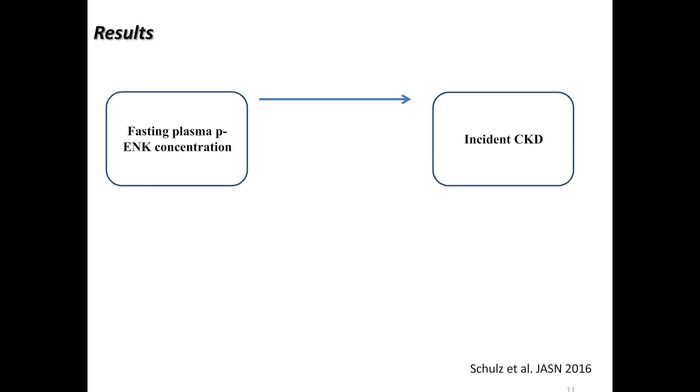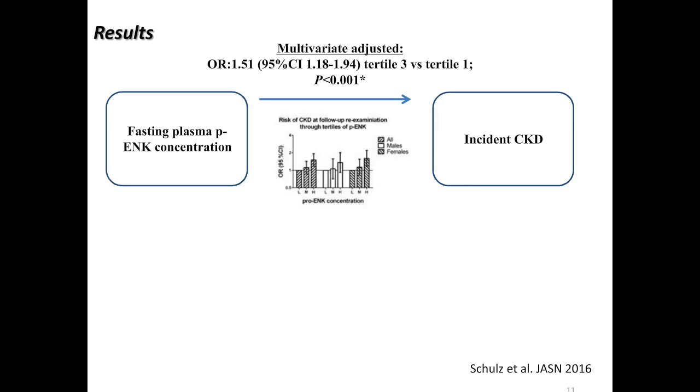Again, if we then look at the fasting level of proenkephalin in relation to the risk of incident CKD, of course at baseline these subjects were all free of chronic kidney disease, and the risk of going on to develop incident chronic kidney disease during the follow-up period. If you're in the top tertile of proenkephalin at baseline, you have a 50% increased risk, an odds ratio of 1.5, to go on and develop new onset chronic kidney disease, which is highly significant in crude, in mildly adjusted, and in fully adjusted models.